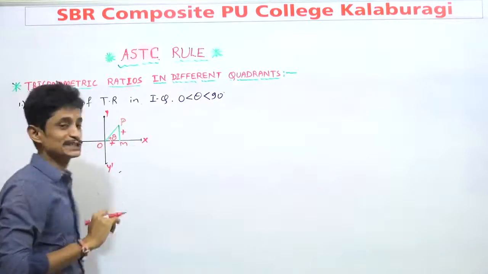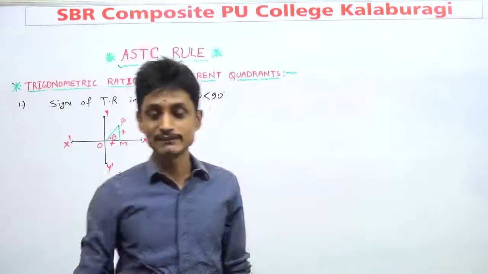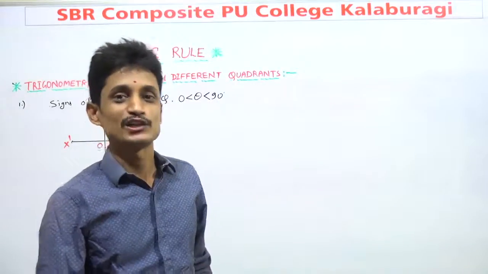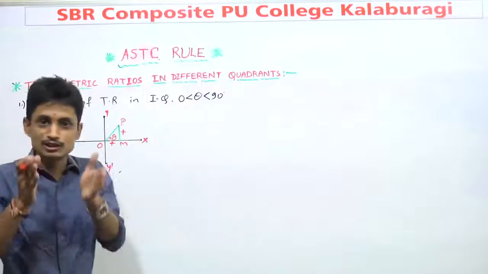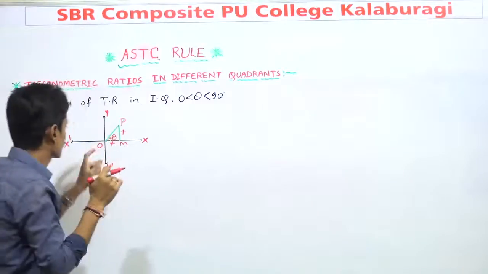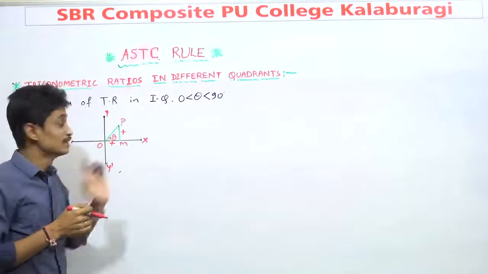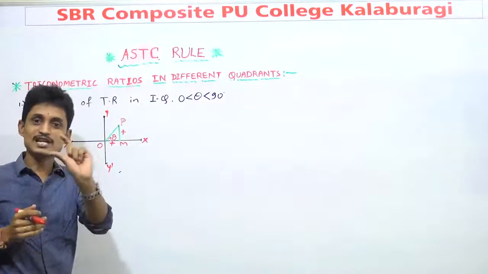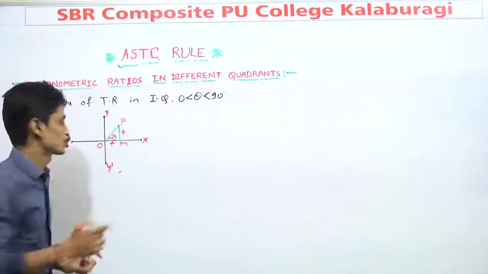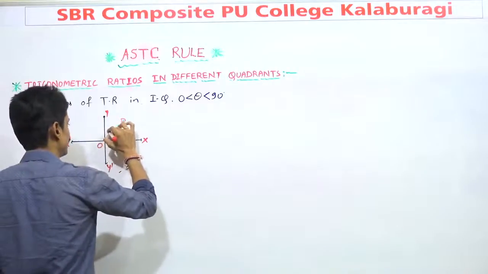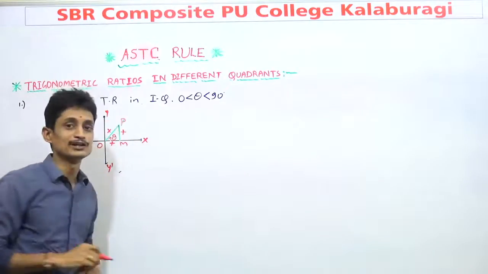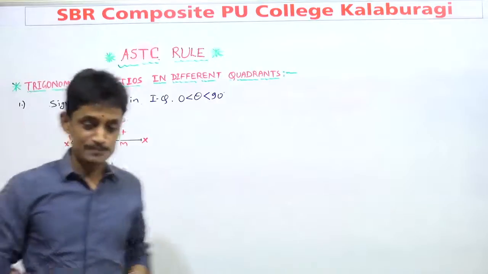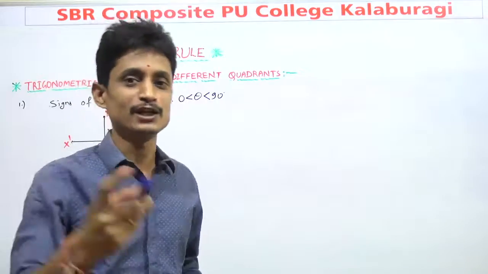And what would be OP? OP is always a positive quantity because it is the actual distance from the origin to the point. That is called a distance. So distance is never a negative quantity. That's why it is always considered a positive quantity. Now we have to define the ratios one by one.